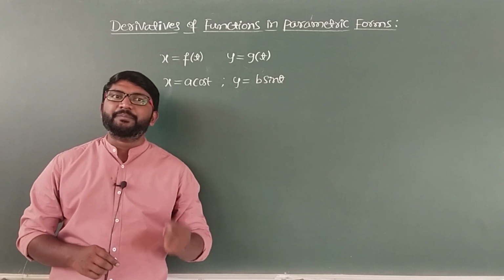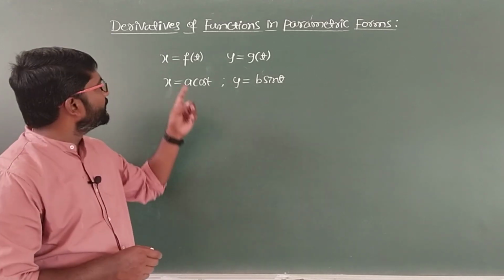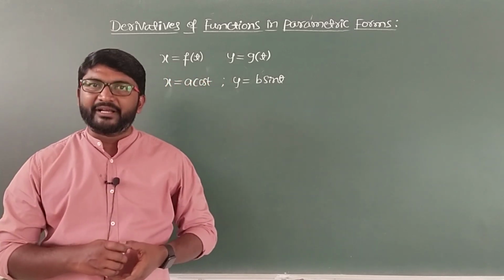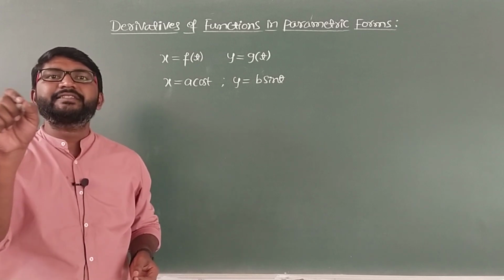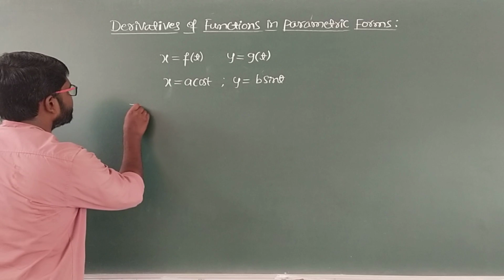A relation expressed between two variables x and y in the form x is equal to f of t and y equal to g of t is said to be parametric form, and here t is the parameter, small t is the parameter. So let us give the definition.